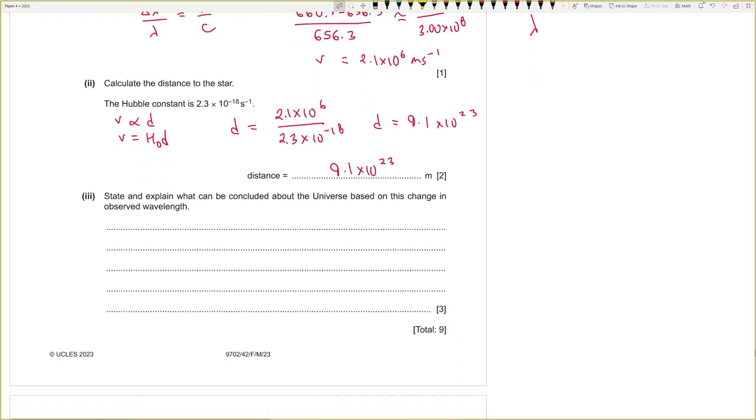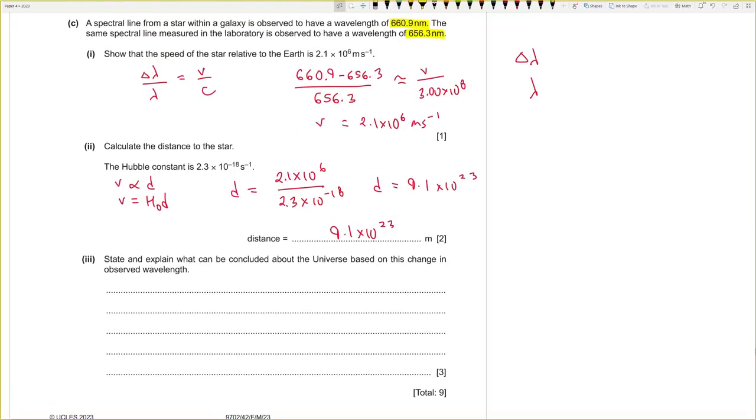State and explain what can be concluded about the universe based on this change in the observed wavelength. That's perfect. So basically, the light has redshifted, or the wavelength has increased. That is our observation.